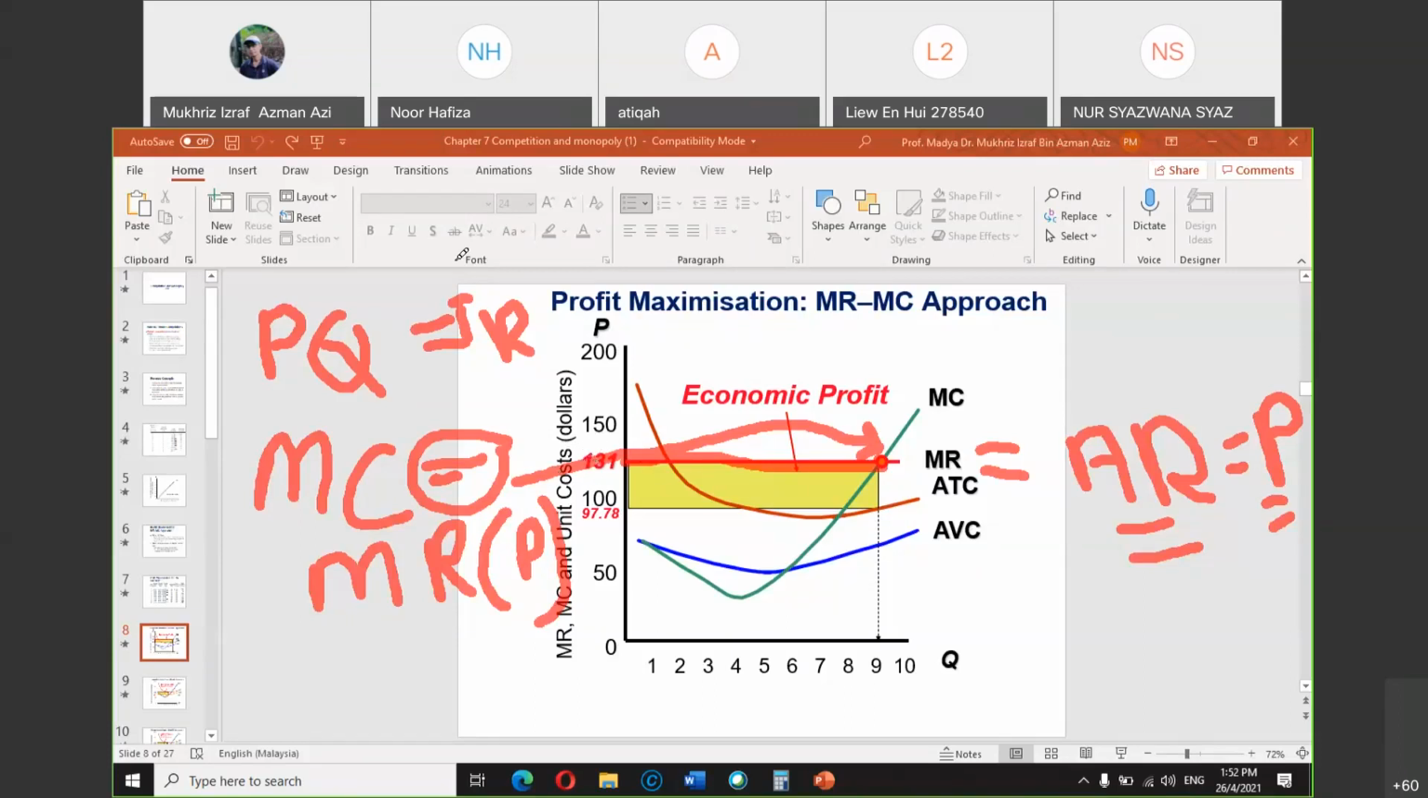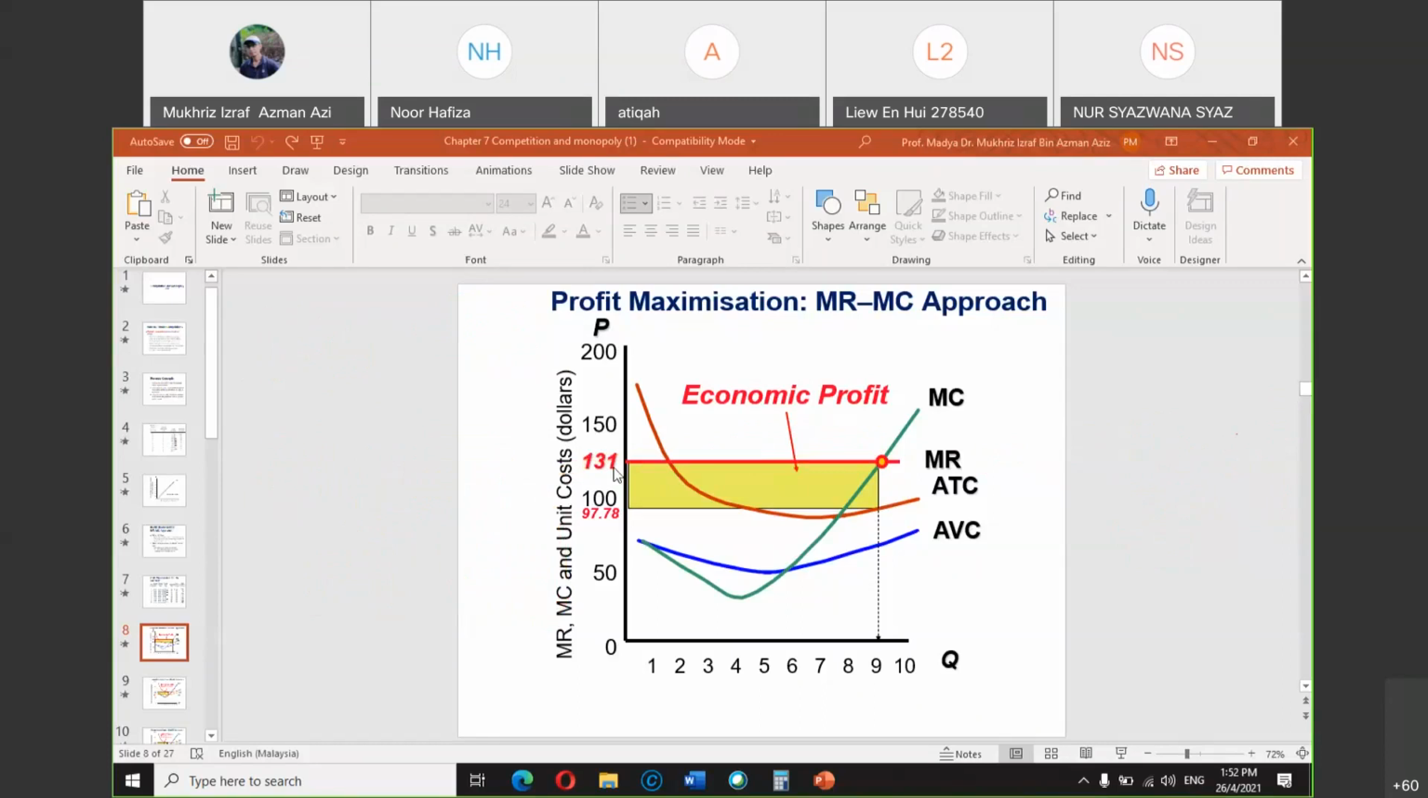So from here, you can determine the total revenue. Total revenue is 131, P, times quantity. So if I were to shade the whole area, this blue area will be the total revenue area. So this whole part will be total revenue. Total revenue means P times quantity.